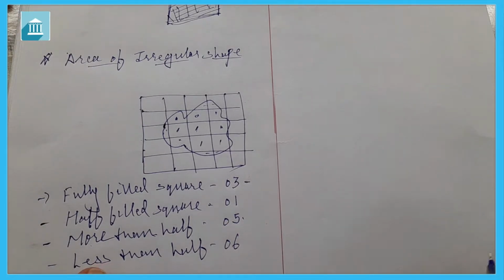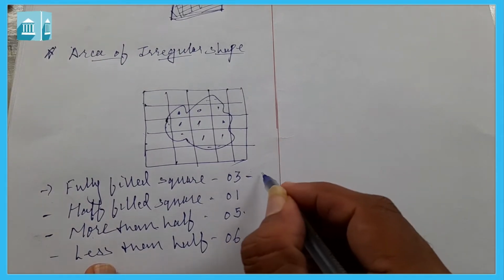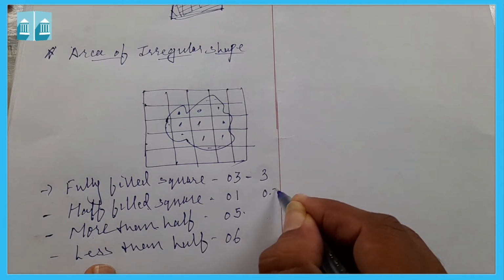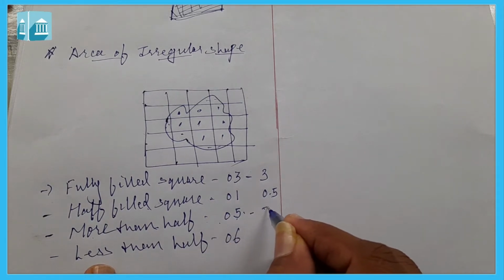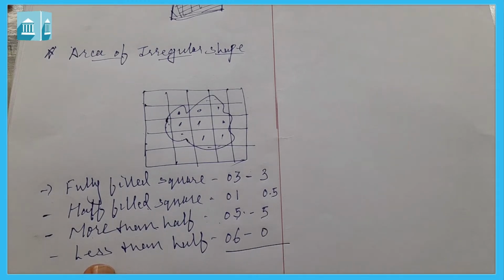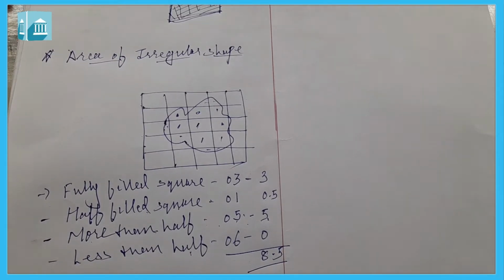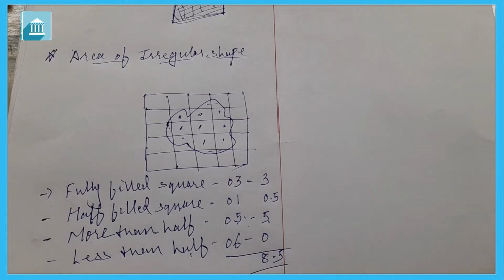So here the area of 3 fully filled squares is 3. Then the half filled square is 0.5. Then more than half is 5, so let us take it as fully 5. And less than half we will not take, as we have taken more than half. So the total is 8.5 square units. So the area of this irregular shape is 8.5 square units. In this way we can find out the area of an irregular shape.